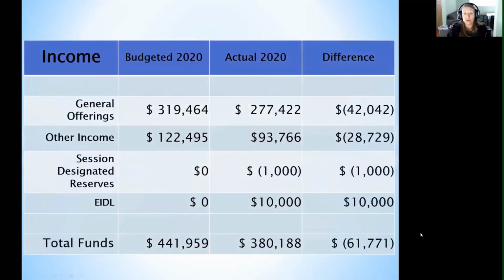All right, so we're going to just go through briefly. As everyone can imagine, the numbers for income are going to be very down. If you'll look at the slides here, for the most part, I will address the general offerings. We were down by a little over 42,000 this year. The good majority of that is not our pledges. Our pledges were very consistent with what we had budgeted for. The vast majority is our loose offerings and our identified giving, where we're not in church to collect it. So other income is down. We did have to take $1,000 from the designated session reserves, but helping out just a little bit, we had a grant of $10,000 that the church received, EIDL. So that helped offset. Okay, next slide, please.